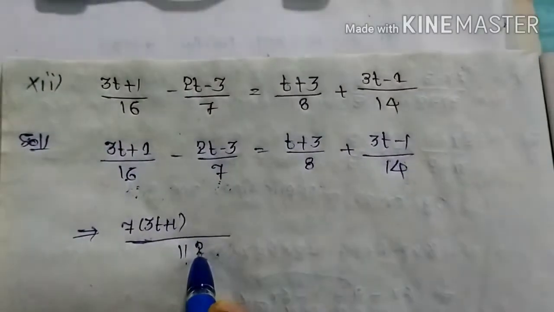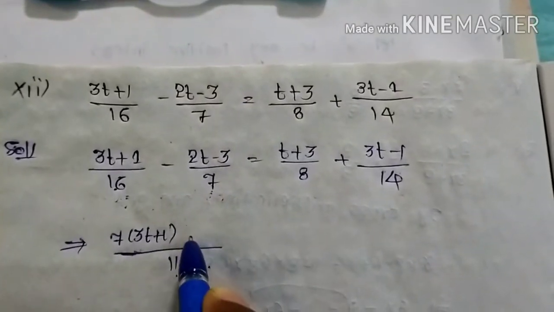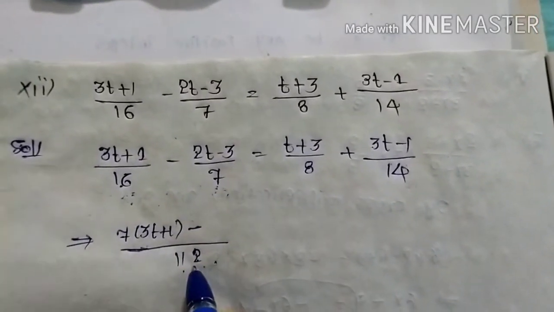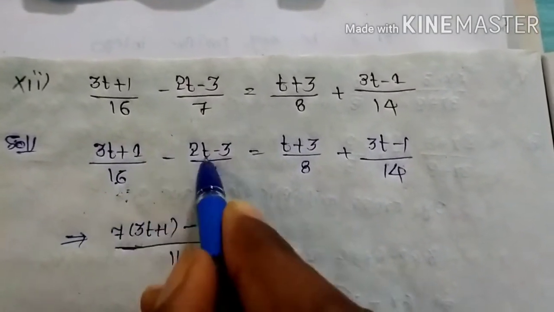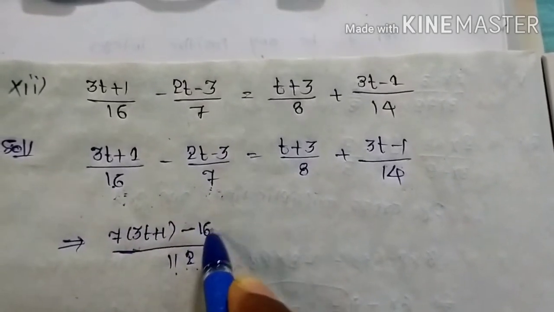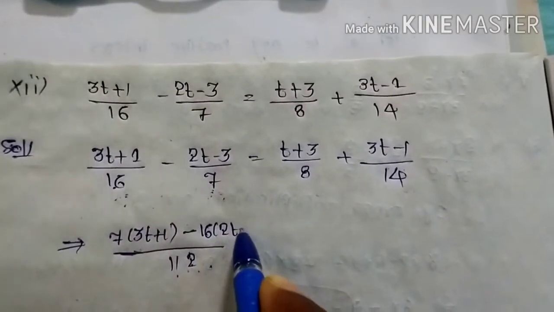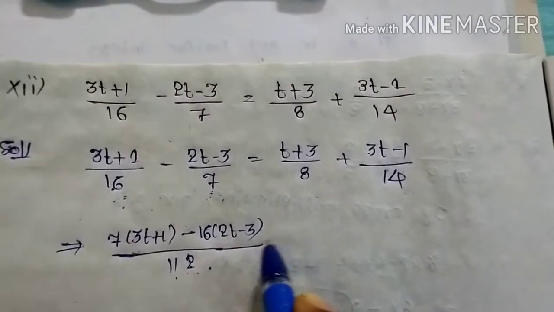Instead of finding the LCM, you can do cross multiplication also. Here also see minus, 7 16s are 112. That means here 16 into (2t minus 3), 16 into (2t minus 3) is equal.